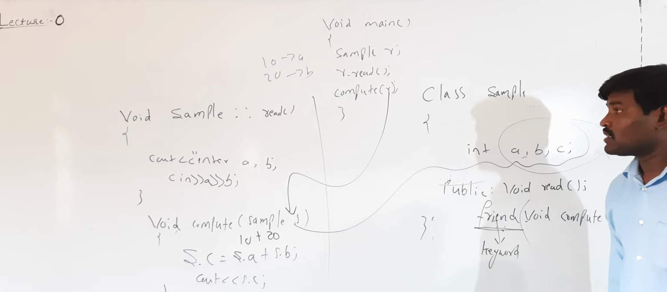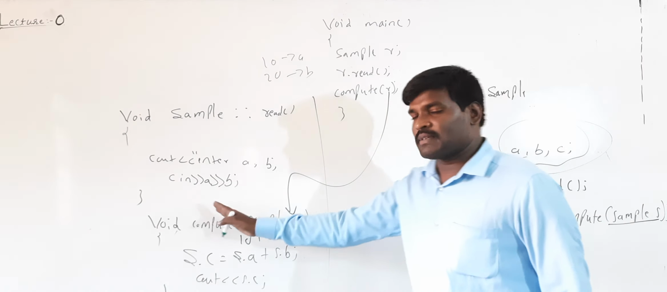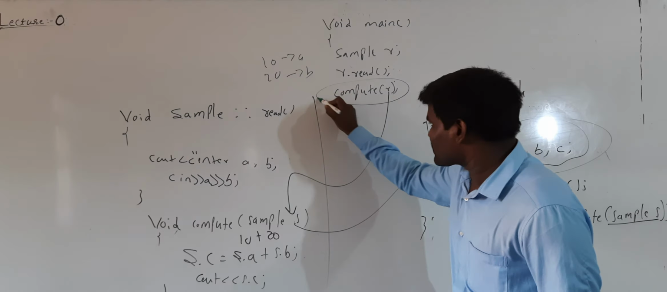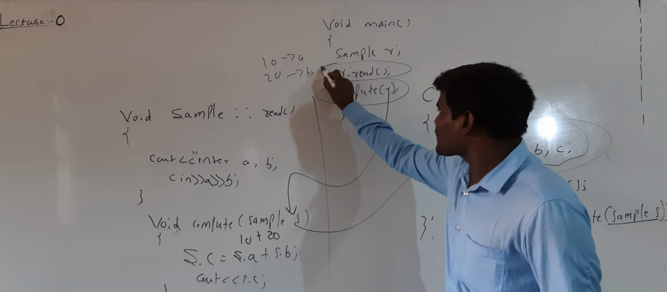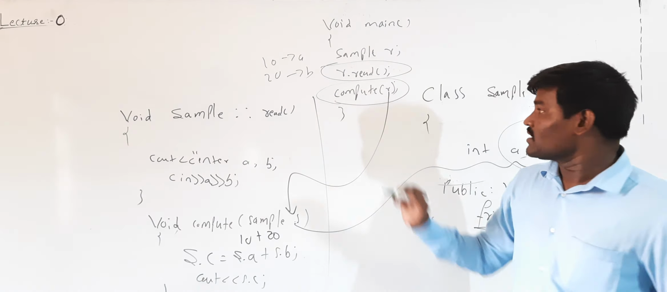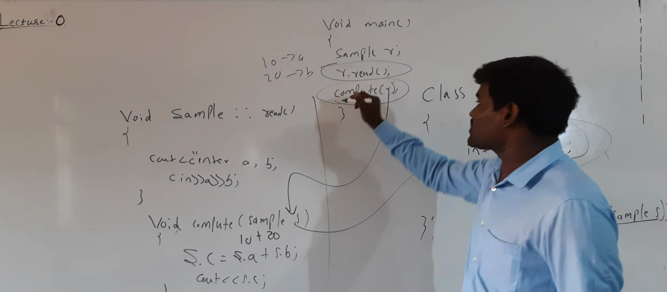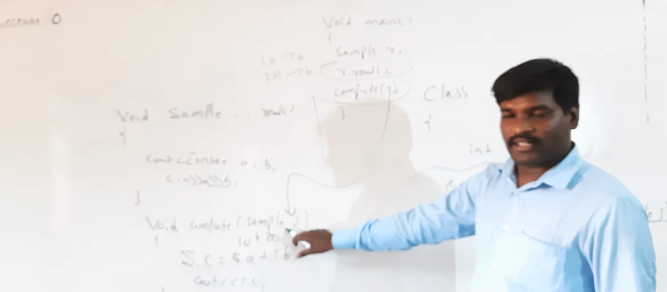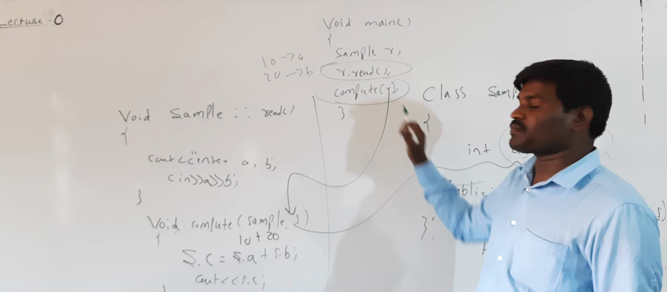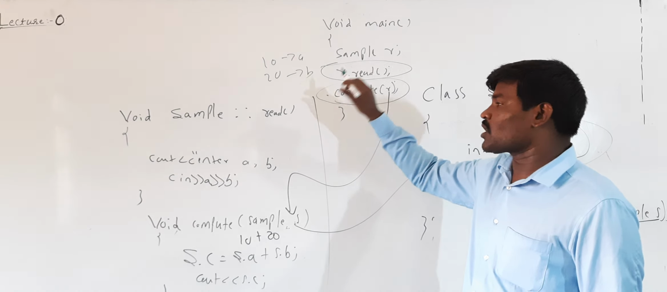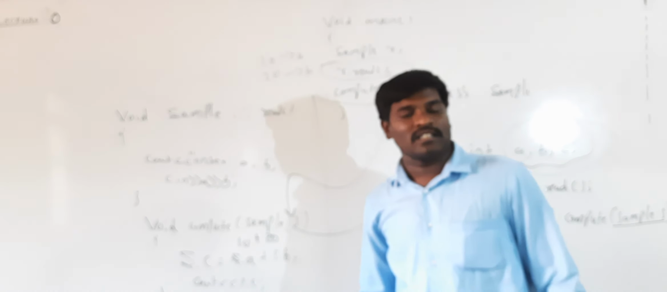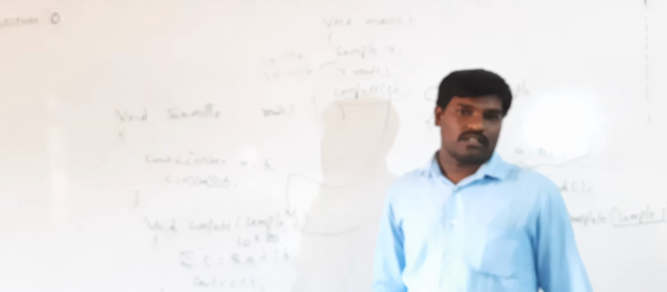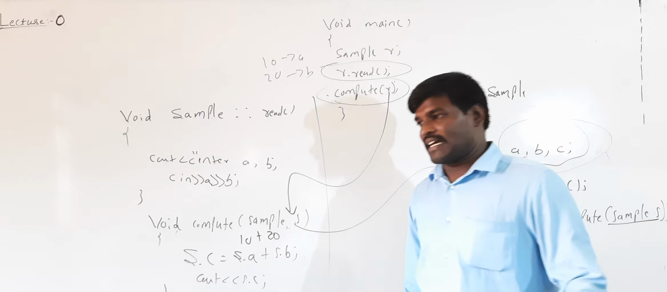Fifth one is friend function can be called just like a normal function. See here the difference. Here r.read I can mention, but here I just have to mention only compute in the bracket of r. Here it can take one argument, that is the object, here also object, but here I have not mentioned any object.function name because it can be called just like a normal function. So that is the fifth characteristic.